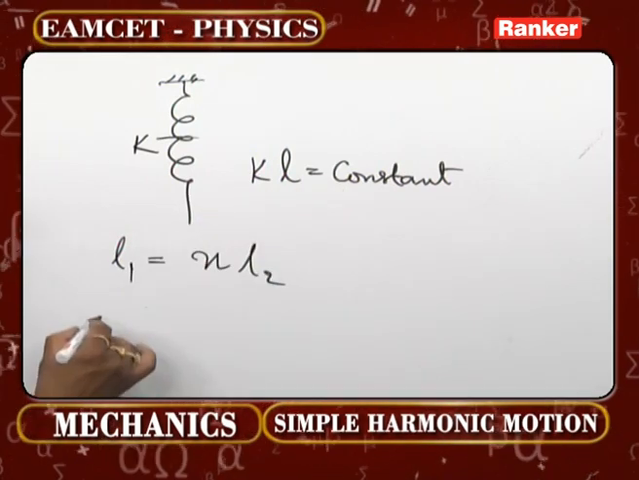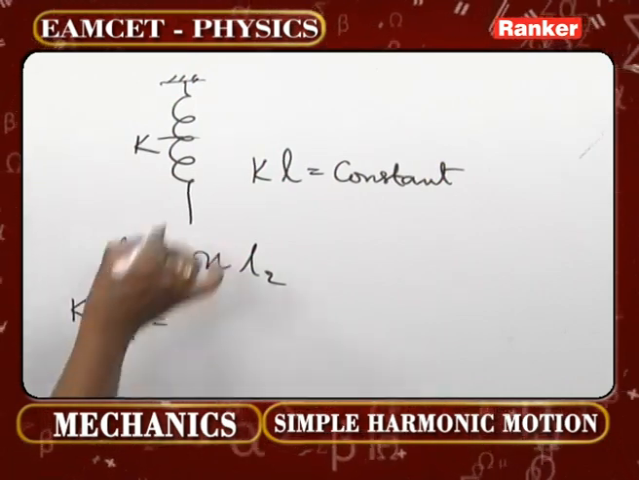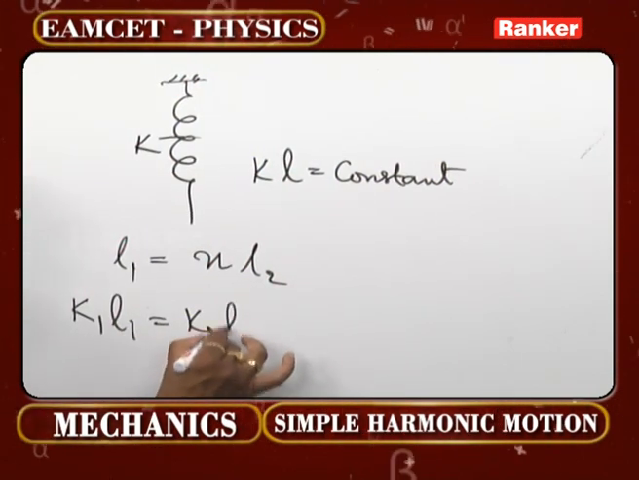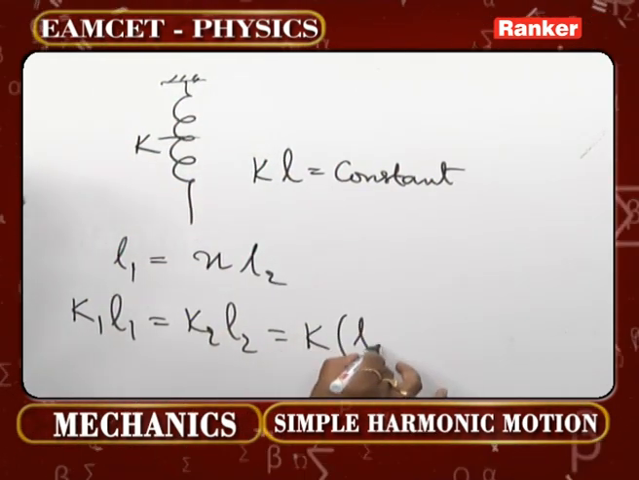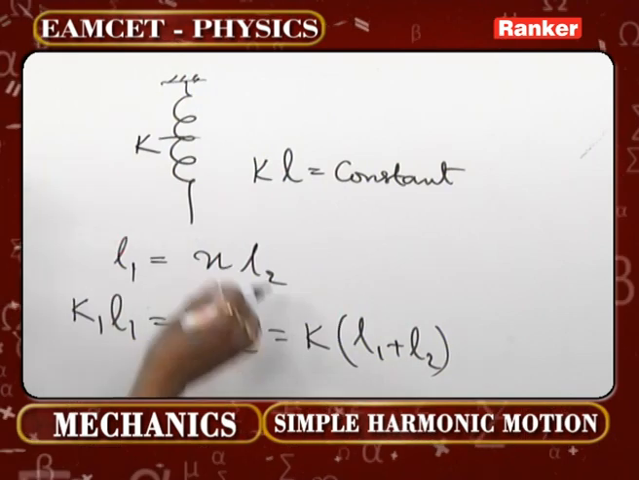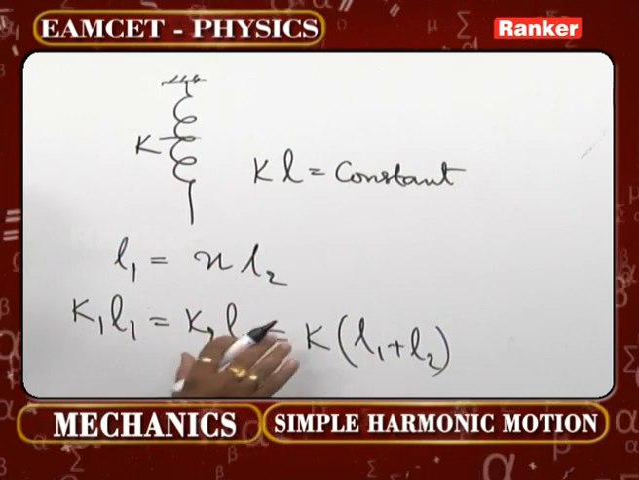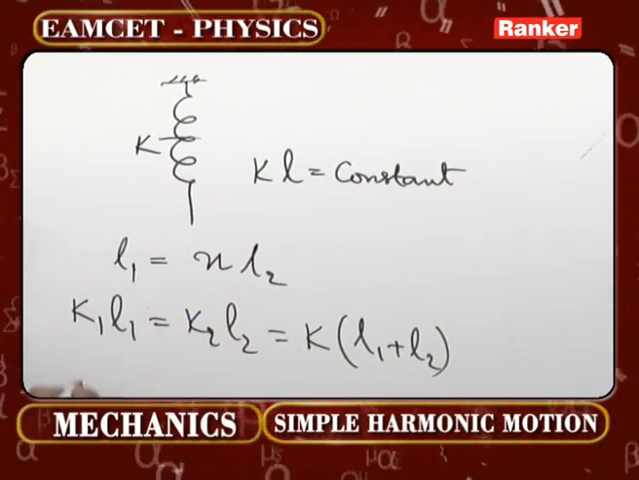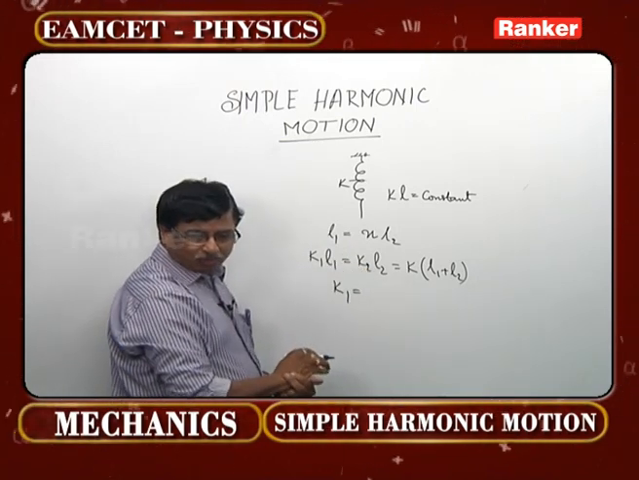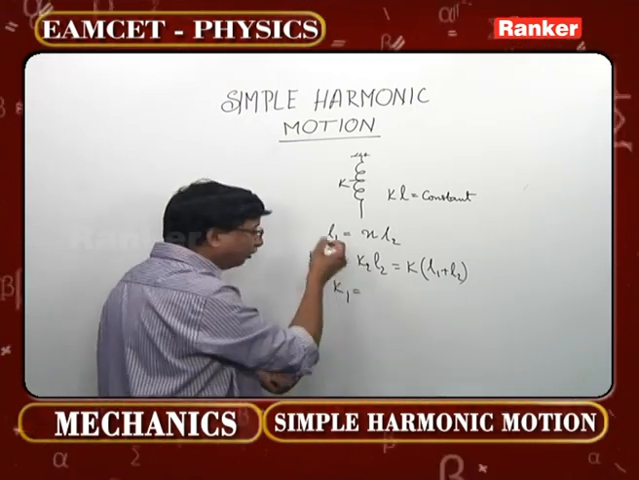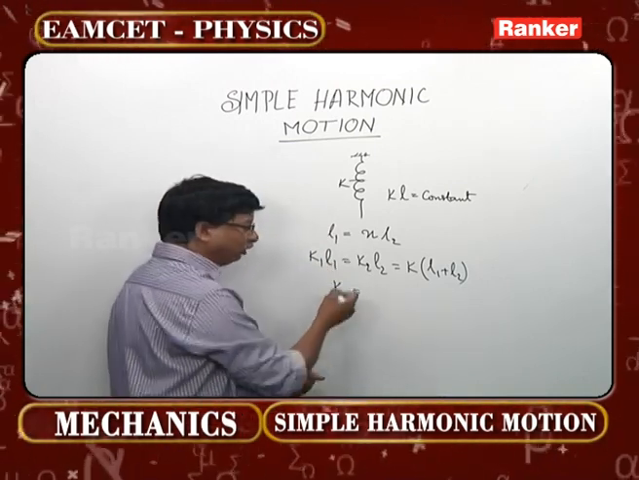K into L is constant means for the first piece I should write K1 L1. For the second part I should write K2 L2. For the original piece I can write K into (L1 plus L2). Why? Because the total length you will get after adding these two lengths individually. So this is actually the concept. Now what do we want here? What is the value of K1 I want? He is asking the force constant of the part of length L1. This much is the length L1. So K1 is the corresponding force constant which is to be calculated.